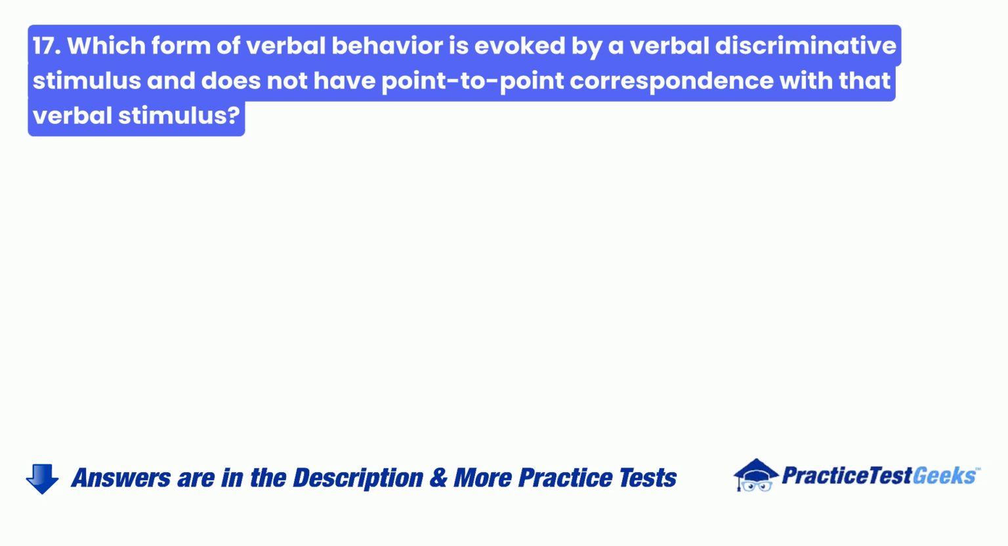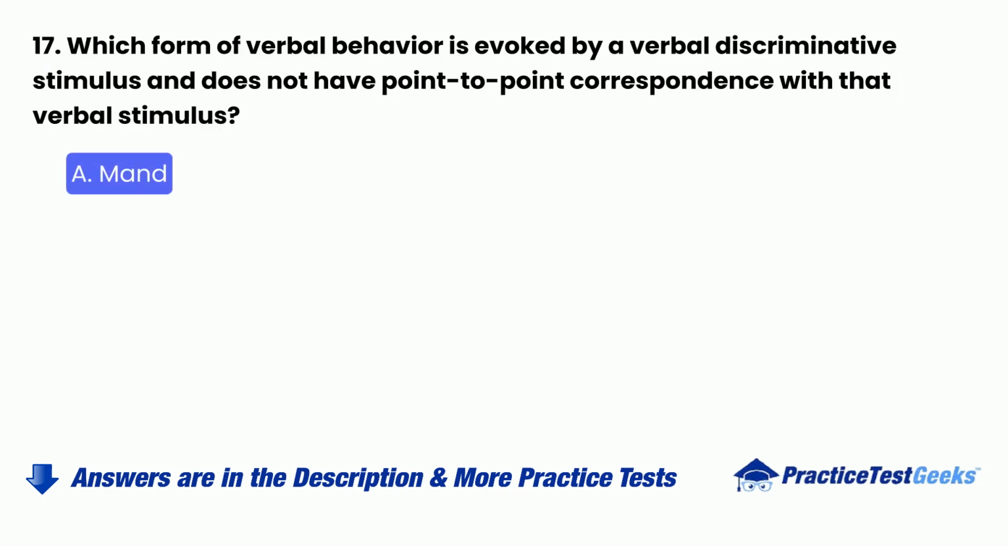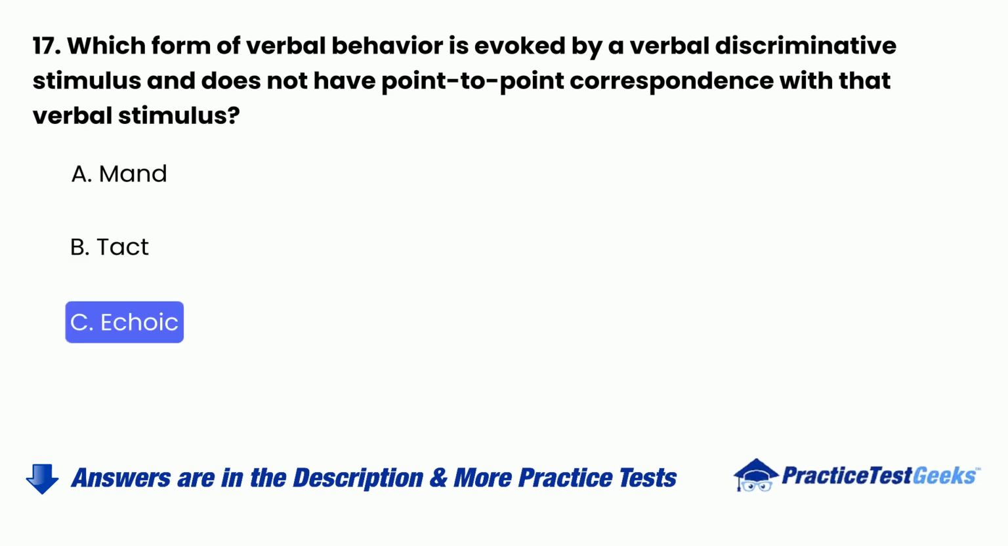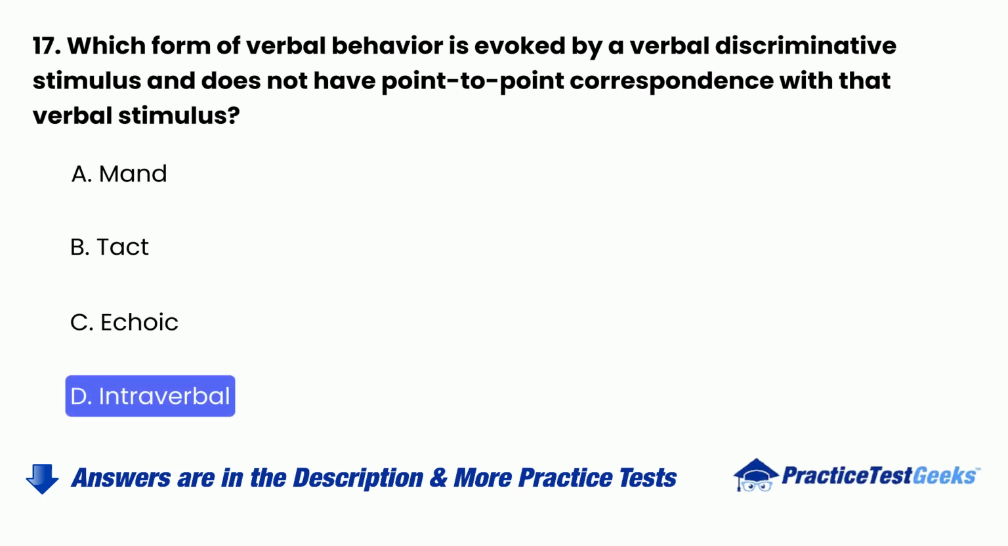Which form of verbal behavior is evoked by a verbal discriminative stimulus and does not have point-to-point correspondence with that verbal stimulus? A. Mand. B. Tact. C. Echoic. D. Intraverbal.